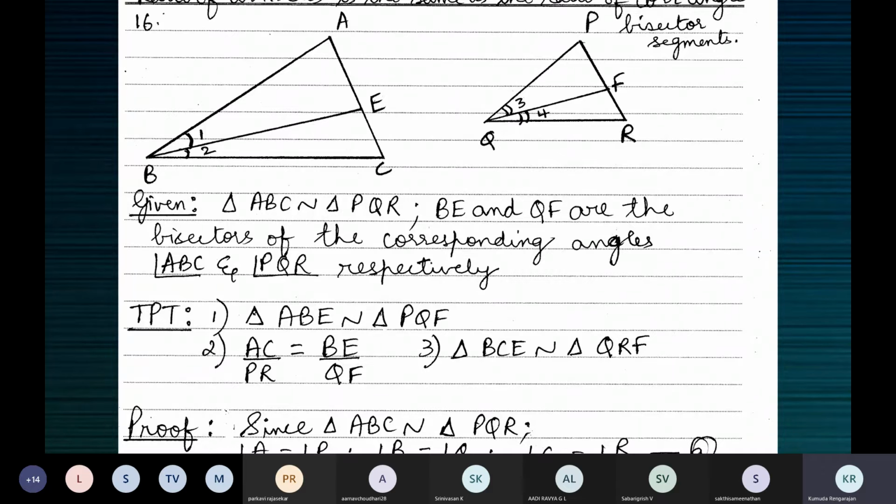We prove that the triangles on either side are similar to each other, and also the main result: if the triangles are similar, the ratio of the corresponding sides is the same as the ratio of the corresponding medians, the same as the ratio of the corresponding altitudes, and also the same as the ratio of the corresponding angle bisector segments. So here also the proof is by AA. For angle bisector segments, AA. For altitudes, AA. For medians, SAS.